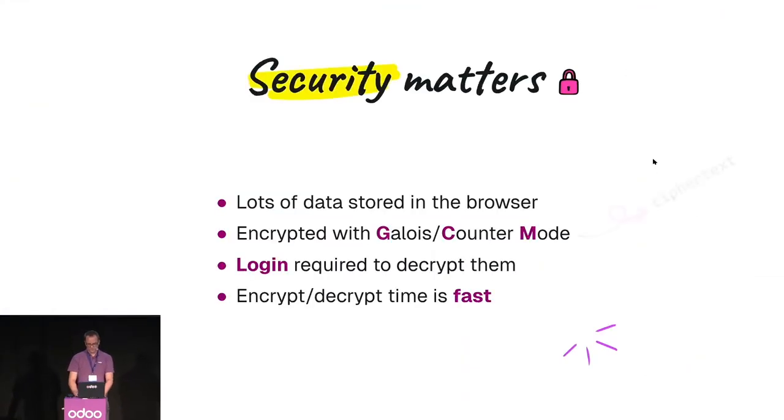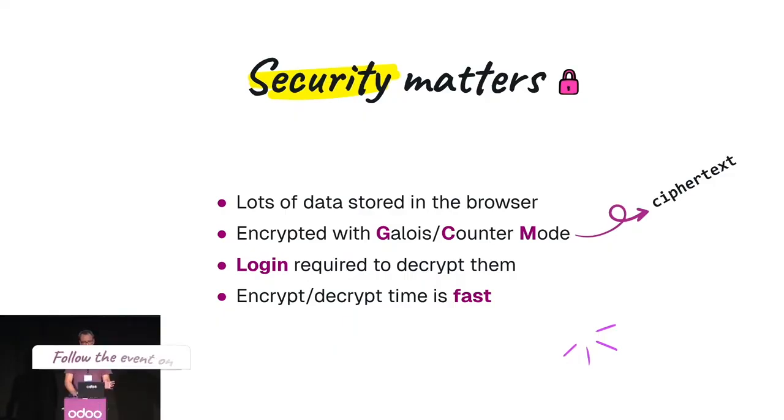Okay. As you can probably see in the previous screen, all data are encrypted. It means that the user has to be logged in to Odoo to decrypt what is stored in the browser. This avoids, of course, malicious use of the data that could be browsed by someone else. We used the GCM algorithm to encrypt this, and the encryption and decryption time is very fast, so there is no problem regarding the performance.